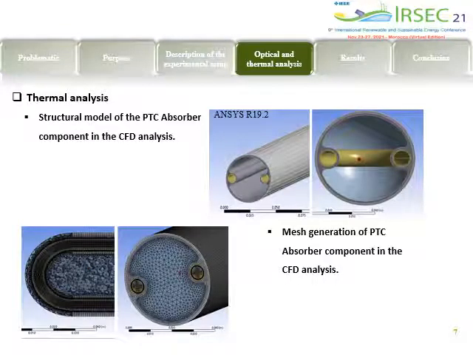The figure here presents the structural model of the parabolic trough absorber component in the CFD analysis. The area on the absorber tube is discretized into 36 surfaces, and the second figure here presents the mesh generation of the parabolic trough collector absorber component in the CFD analysis.